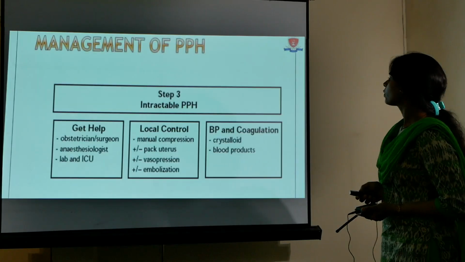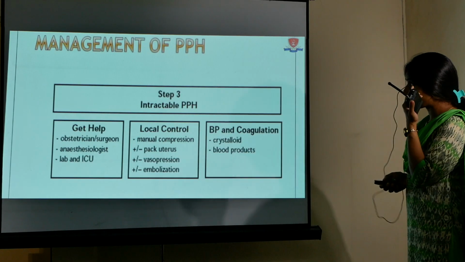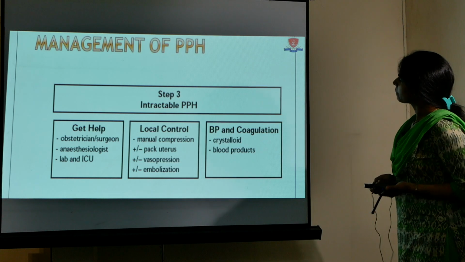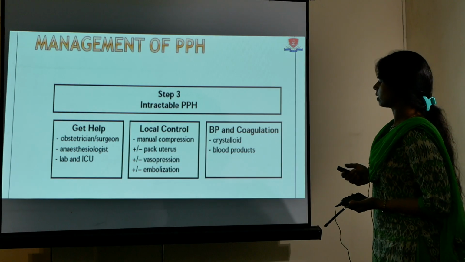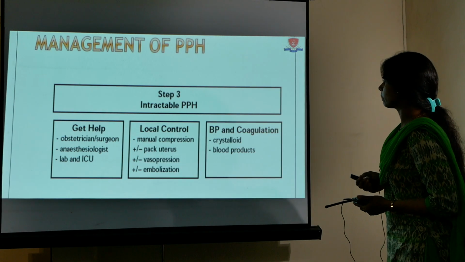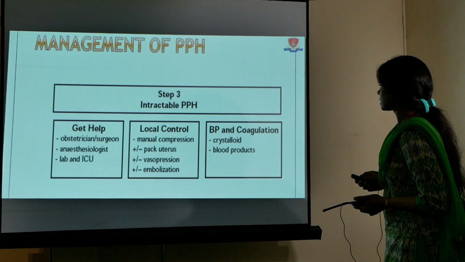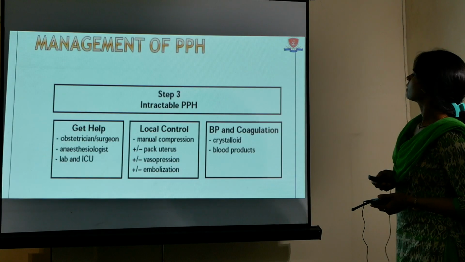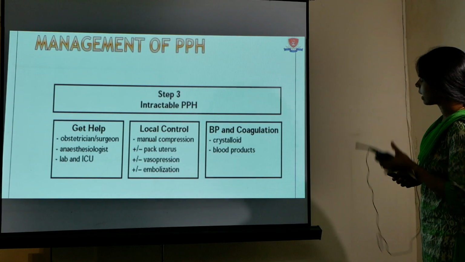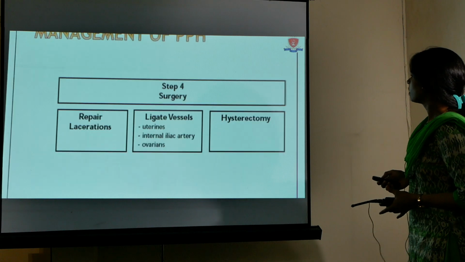Then the third stage is intractable PPH: help is called from colleagues, surgeons, and anesthetists, and readiness for ICU or lab is arranged. Local control is by manual compression, uterine packing, the ballooning method or Bakri balloon method, vasopressin drugs, or uterine embolization. BP and coagulation defects are corrected with crystalloid solution, and blood products are replaced.